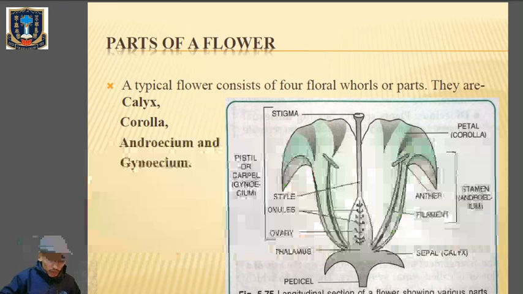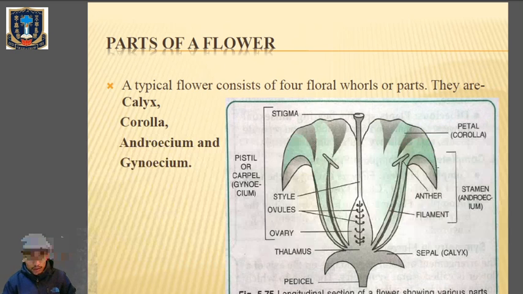So in fact we have been learning this particular topic, the parts of a flower, since let's say class 9, right? So what are the different parts of a flower? When we see the different parts of a flower, generally there are 4 main important parts or whorls of a flower. They are calyx, corolla, androecium and gynoecium.